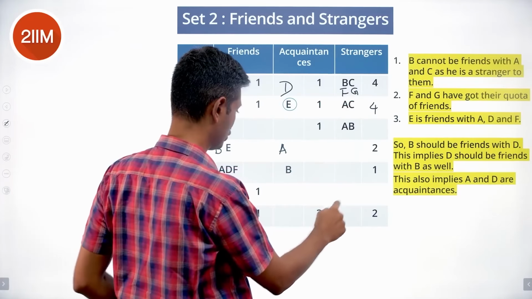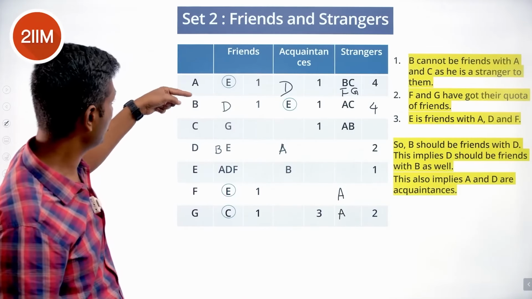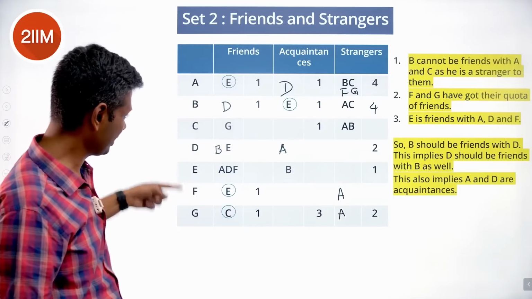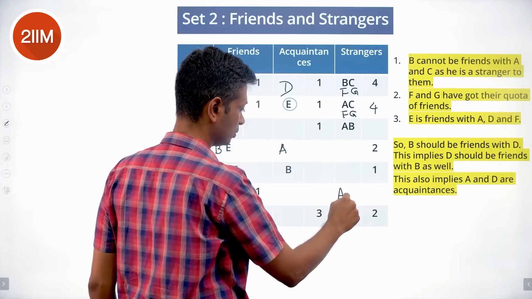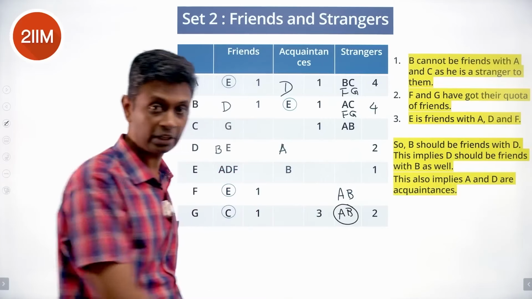So F and G we can put. So on both F and G, we have to add A. B is strangers with A and C, and then D gets accounted for. Once again F and G. So A, C, F, G. So this should be B, this should be B. That means this is accounted for completely.